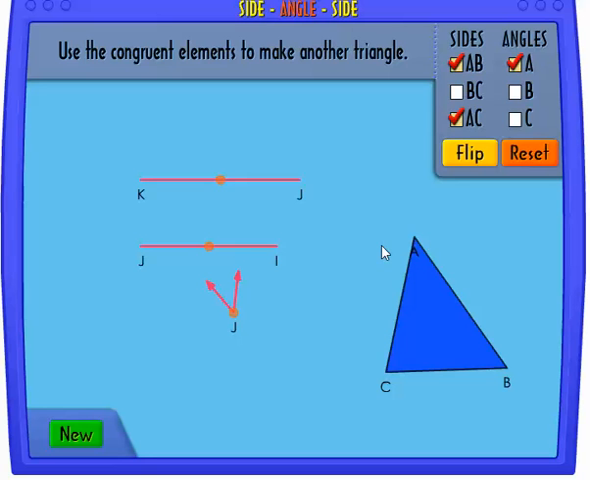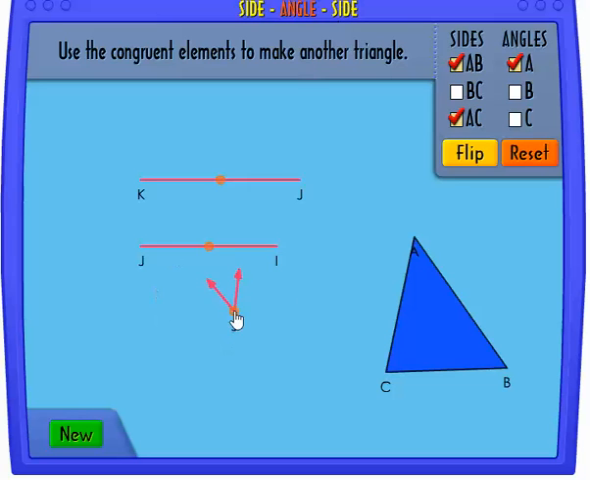Now your job at this website is to see if you can make another triangle that doesn't look exactly the same as triangle ABC. If you can make a triangle that's not exactly the same, then side, angle, side is not enough to show that you have congruent triangles.